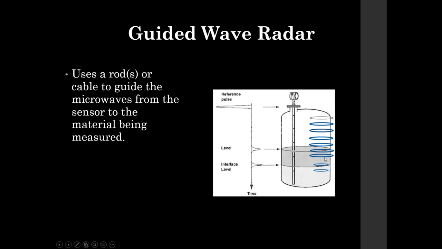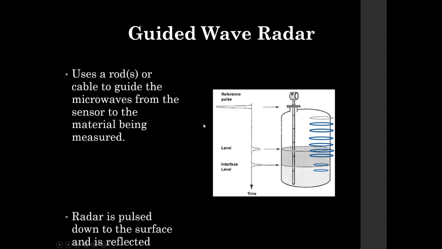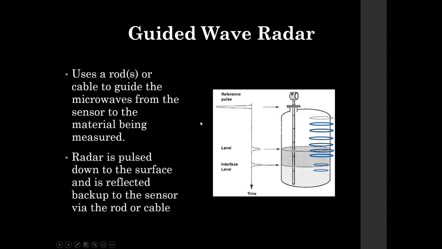When the electronics sense two consecutive measurements that are different from the previous measurements, it then determines that there has been a change in the density or a difference in the medium. So that detects it as a level point. Okay, radar is pulsed down to the surface, reflected back up to the sensor via this rod or cable.